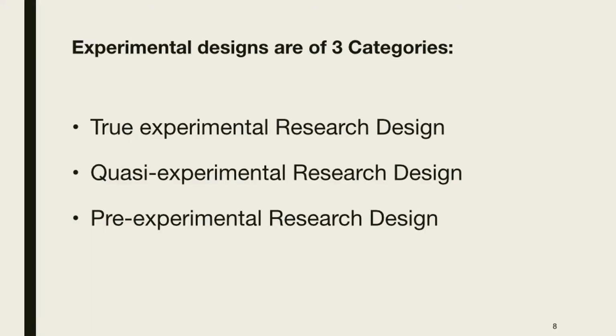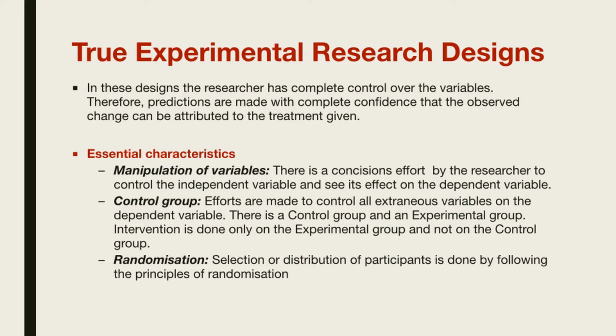Experimental designs can be categorized into three categories: a true experimental research design, a quasi-experimental research design, and a pre-experimental research design. We are going to talk about these categories and the subcategories in these categories subsequently. Let's begin with a true experimental research design. In a true experimental research design, the researcher has complete control over the variables. Therefore, predictions are made with complete confidence and the observed change can be attributed to the treatment given.